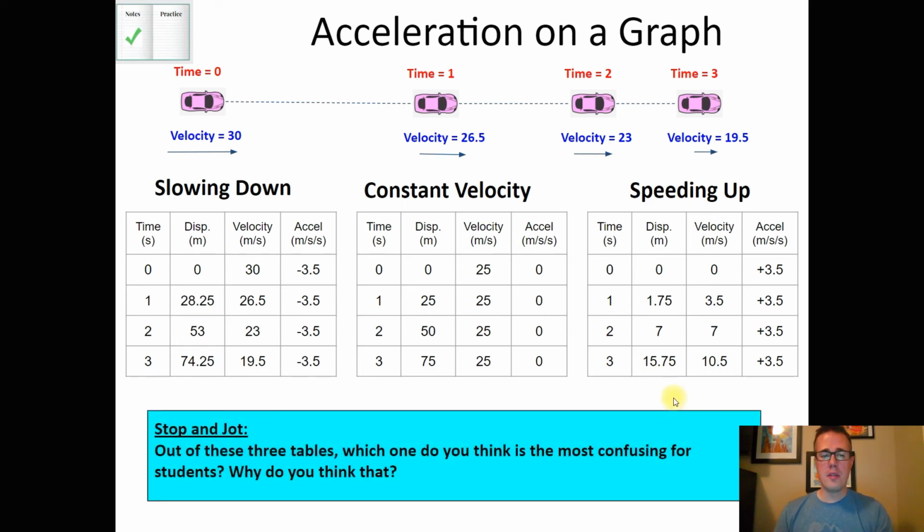On your practice side, before you move on, please do a quick stop and jot. Out of these 3 tables, which one do you think is the most confusing for students, or even maybe for you if you are feeling confused? And tell me a little bit about why. I want to be able to read these to try to address any confusions that you might be having at this point once I collect your work. So pause, and on the practice side, please do a stop and jot.